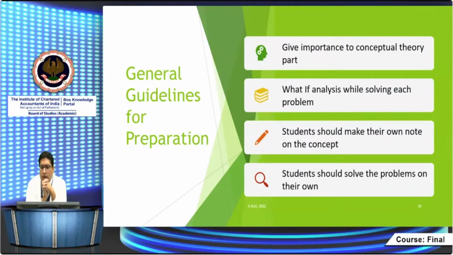Next, students should make their own notes on the concepts. Very right. Your own notes are very necessary. First, study thoroughly, then make your own notes. Your own notes are the best.